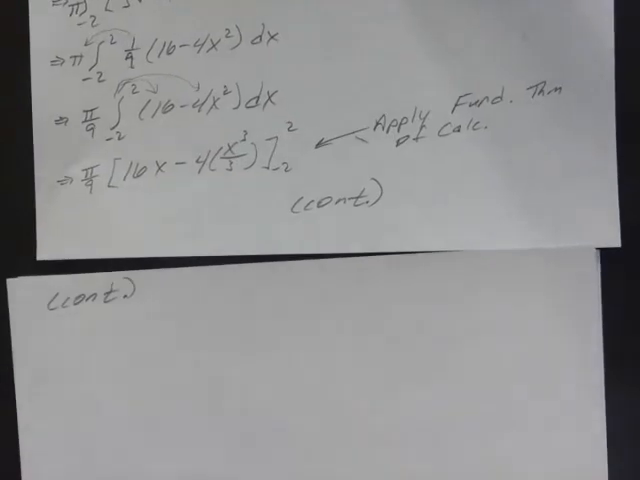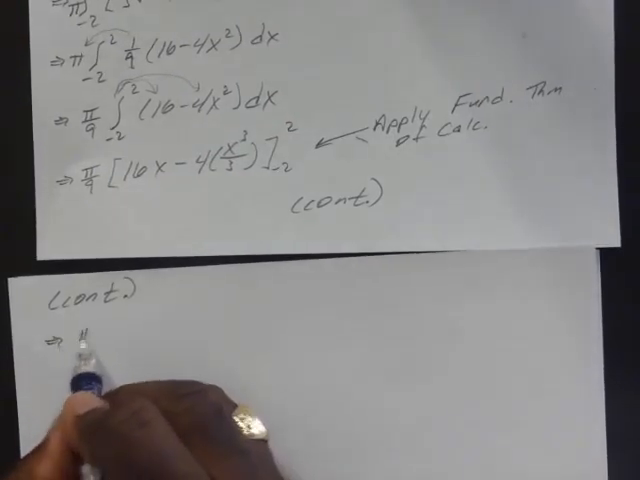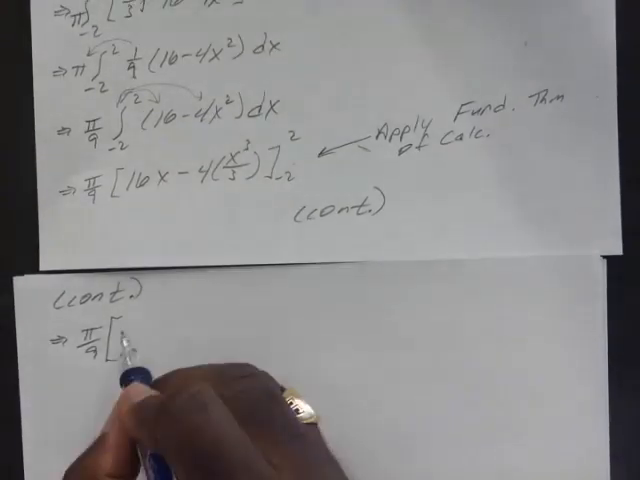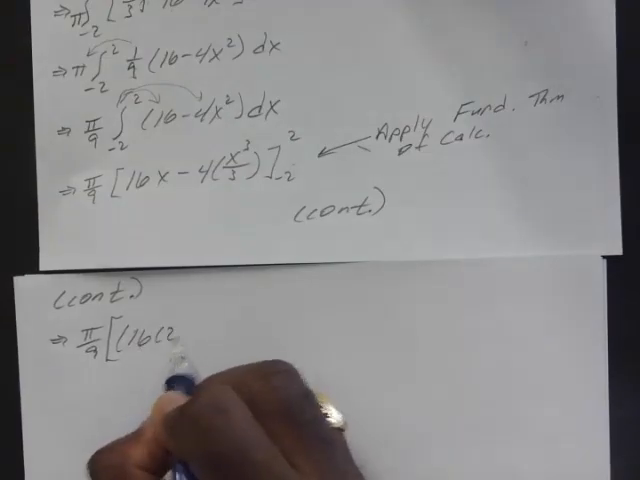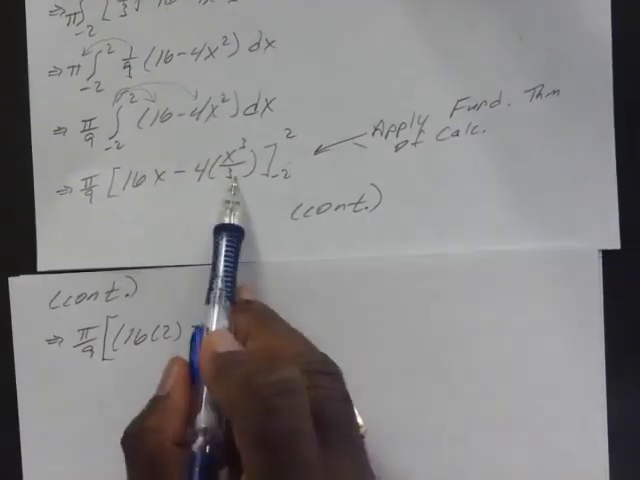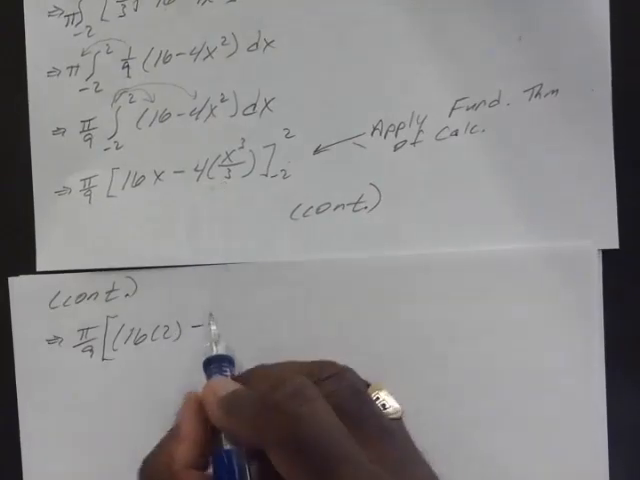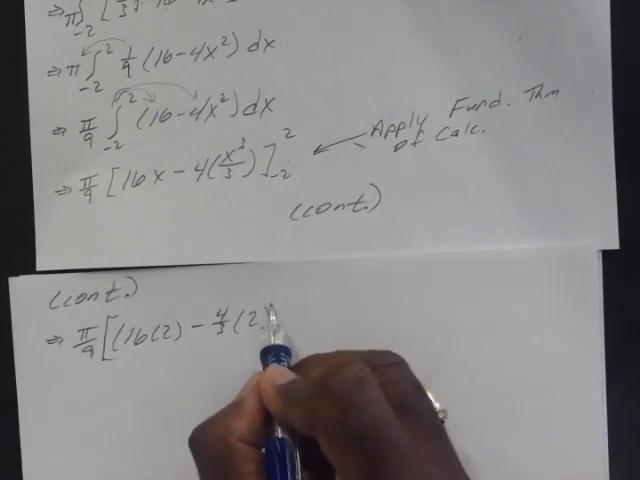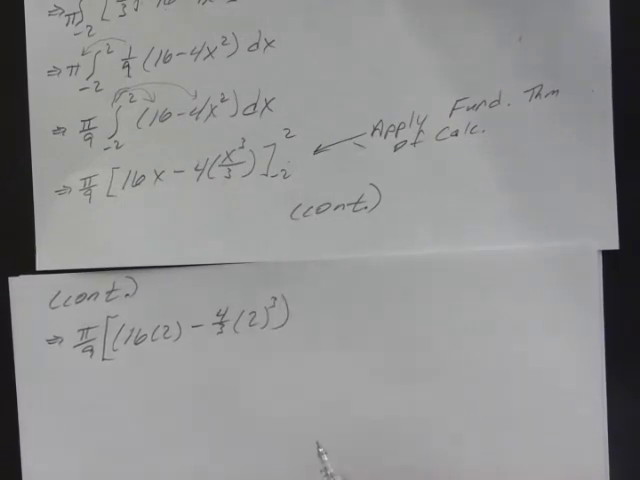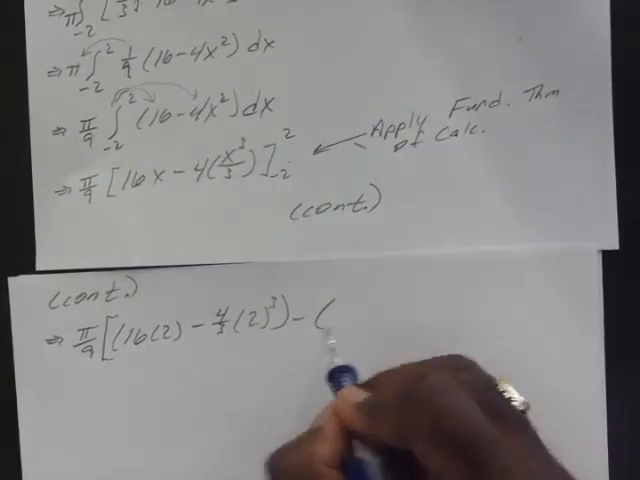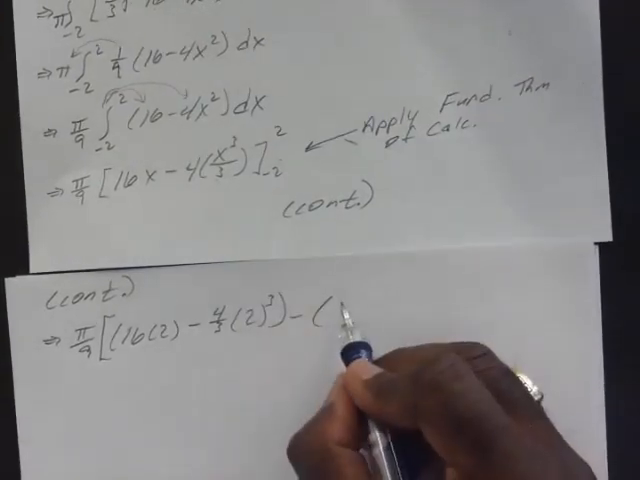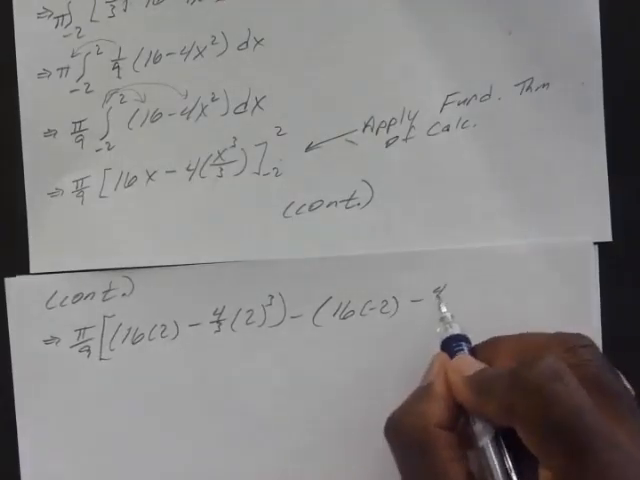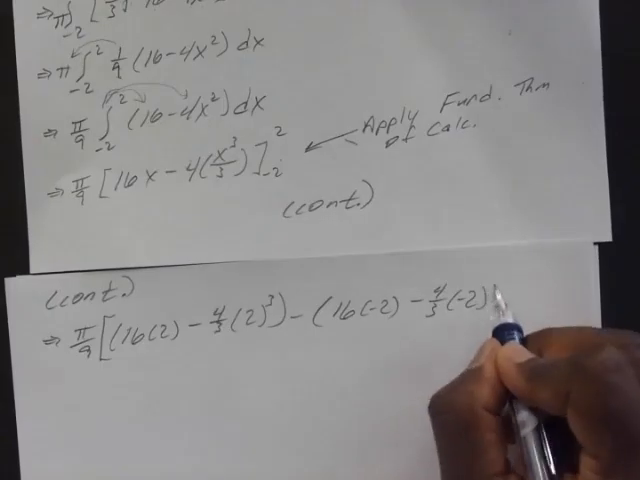Okay, so we apply the fundamental theorem. That gives us pi over 9. Go ahead and plug in our upper bound. So that's 16 times 2 minus, we'll go ahead and combine those to just 4 over 3 times 2 to the third power minus, we'll go ahead and plug in our lower bound. We have 16 times -2 minus 4 over 3 times -2 to the third power.